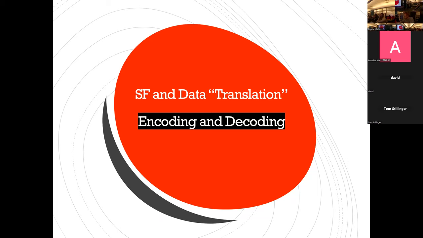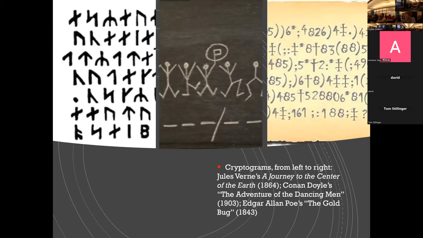Similarly, there's a tradition in science fiction of cryptograms, puzzle solving. And this is not necessarily appropriate to a kind of public-facing, instantly graspable data visualization, but it is something that gives a lot of pleasure to at least some folks in terms of grasping information. So here are cryptograms from Jules Verne's A Journey to the Center of the Earth in 1864, Conan Doyle's The Adventure of the Dancing Men, 1903, and Edgar Allan Poe's The Gold Bug, 1843, which we described in this class.